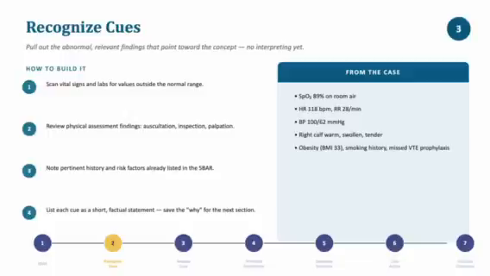Recognize cues is where I pull out every abnormal finding that points towards my concept without explaining them yet. That comes next. I'll scan the vital signs and labs for anything outside the normal range, review the physical assessment, and pull in risk factors from the background. For my patient, that meant an oxygen saturation of 89%, a heart rate of 118, a respiratory rate of 28, a warm, swollen right calf, plus risk factors like obesity, smoking, and missed blood thinner doses. Each cue is just a short factual statement at this point.